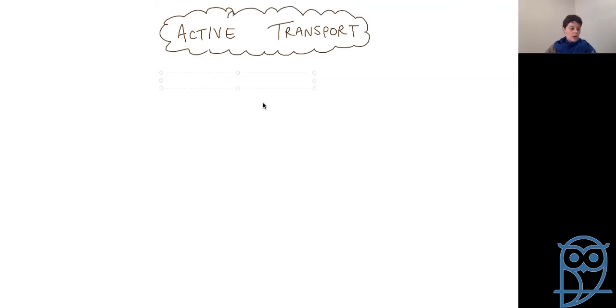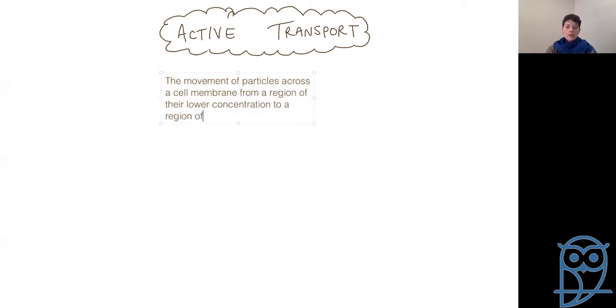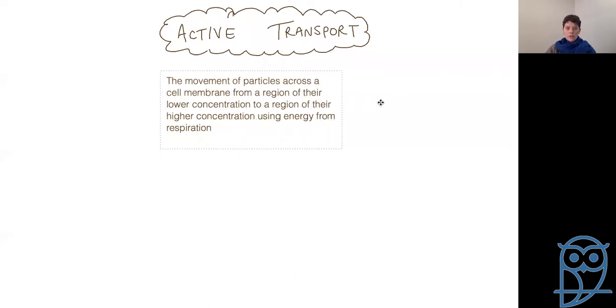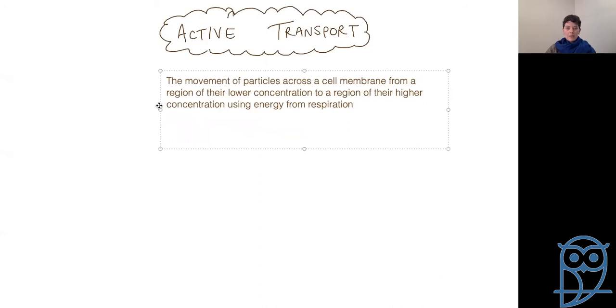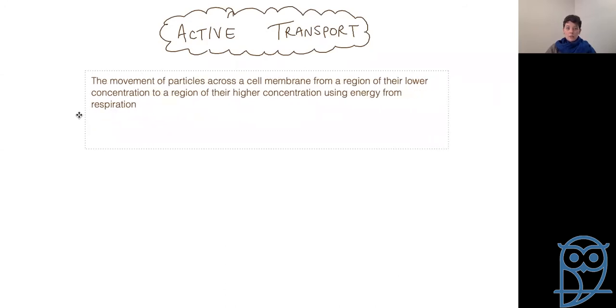So when it comes to active transport, our full definition for active transport is the movement of particles across a cell membrane from a region of their lower concentration to a region of their higher concentration using energy from respiration. Really, really important things there. Active transport really is our odd one out when it comes to different types of transport across that cell membrane.